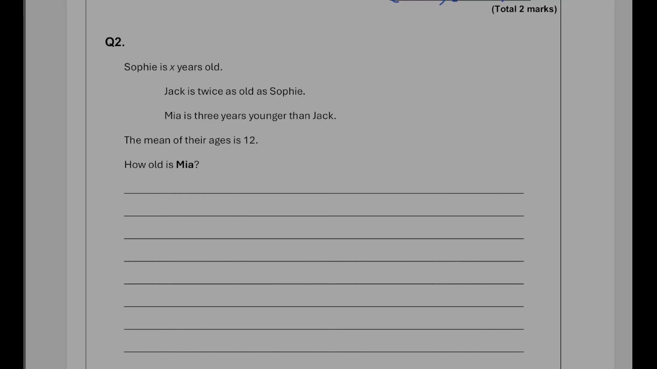Question 2. Sophie is x years old. Jack is twice as old as Sophie. Mia is 3 years younger than Jack. The mean of their ages is 12. How old is Mia? Okay, so I'm going to say that their total age then is going to be 12 times by 3. So their total age is going to be 36.